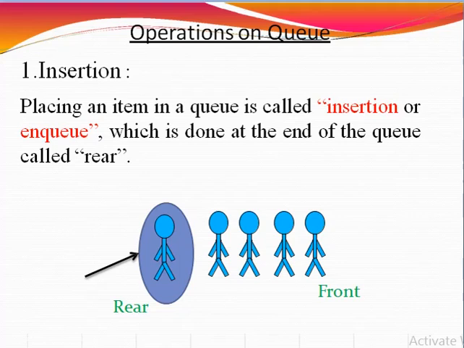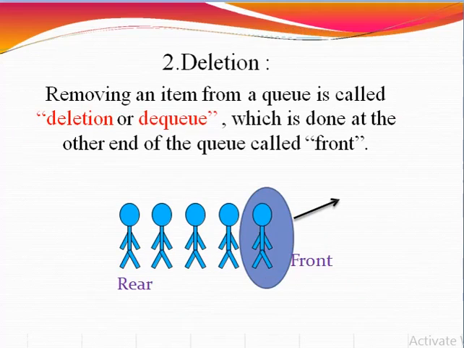Step number 5 is return the success. It means the rear is incremented by 1 if we are inserting the element into the queue, or we are performing the enqueue operation.